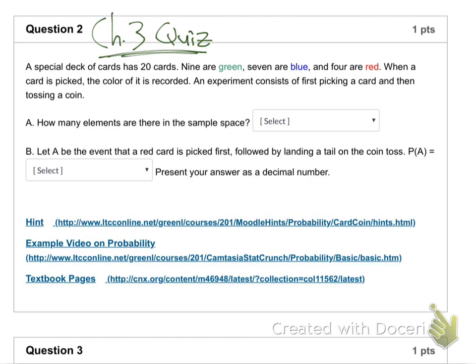A special deck of cards has 20 cards. 9 are green, 7 are blue, 4 are red. When a card is picked, the color of it is recorded. An experiment consists of first picking a card and then tossing a coin. Oh, 20 cards, and we're going to do what? We're going to pick a card and toss a coin. How many different things can happen? 20 cards, and then flip a coin, which can go 2 ways, heads or tails, right?